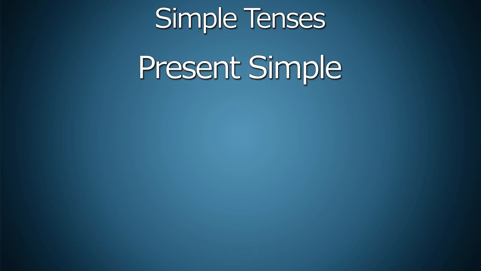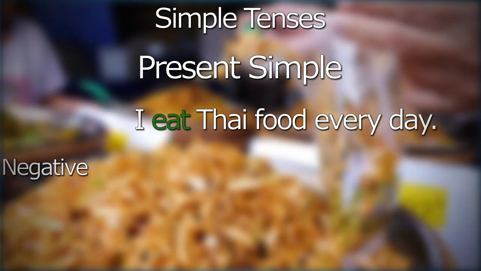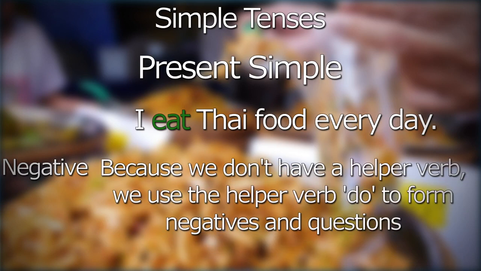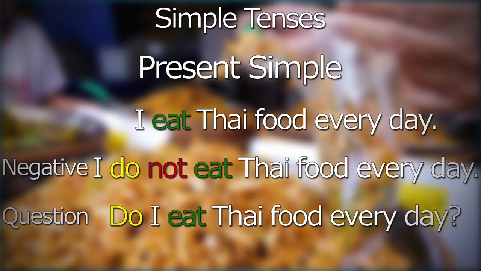Present simple. I eat Thai food every day. The negative. Okay, so when making negatives and questions in the present simple, because we don't have a helper verb, we need to use the helper verb do to form negatives and questions in the present simple. I do not eat Thai food every day. Or, do I eat Thai food every day?